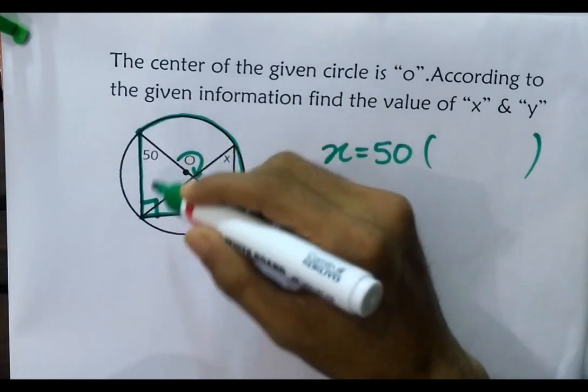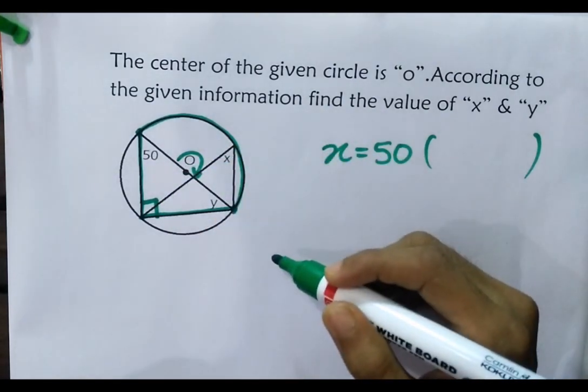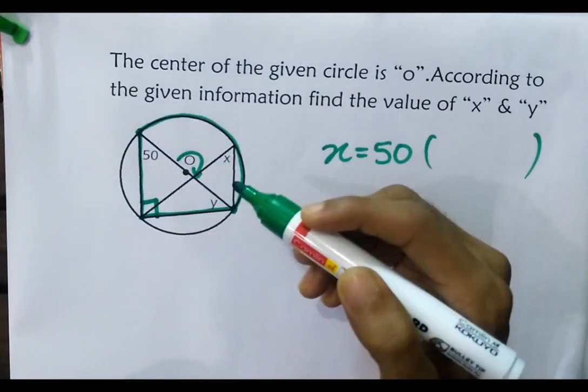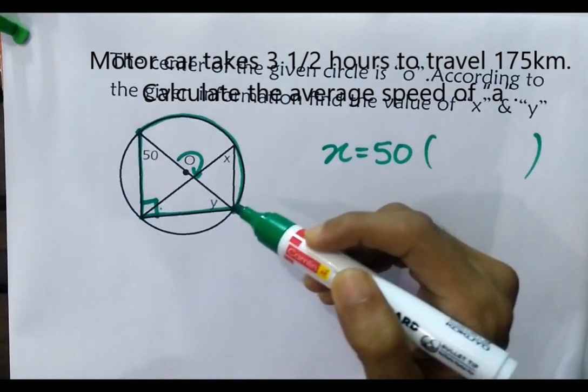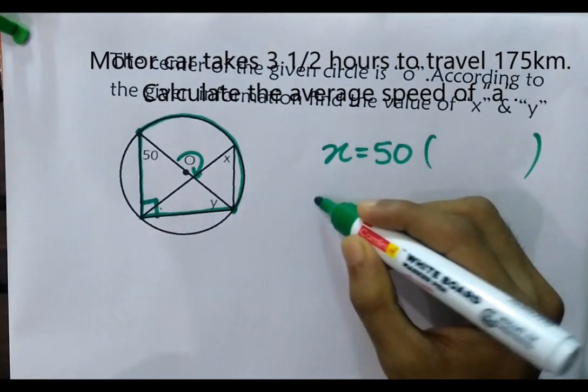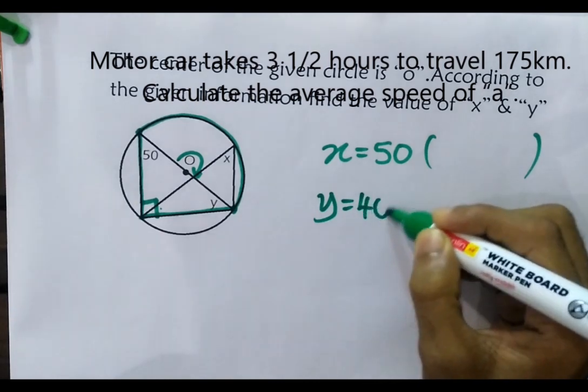Okay, now we can go through this triangle. The sum of the interior angles of a triangle is equal to 180: 50, 90, y. So the value of y should be 40. So y equals 40. Those are the two reasons we have to write.